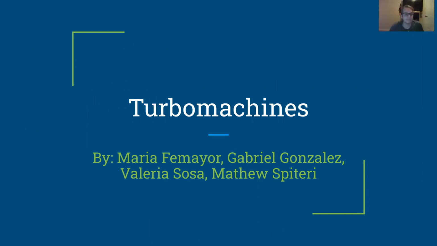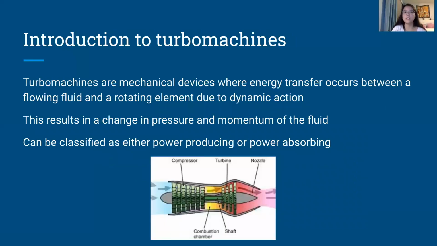Today we're going to be going over a few topics from Chapter 12 regarding turbo machines. To start off, I'm going to be discussing what exactly turbo machines are. They are a mechanical device where energy transfer occurs between the flowing fluid and a rotating element due to dynamic action. This energy transfer results in a change of pressure and momentum of the fluid, and this can be classified as either power producing or power absorbing.